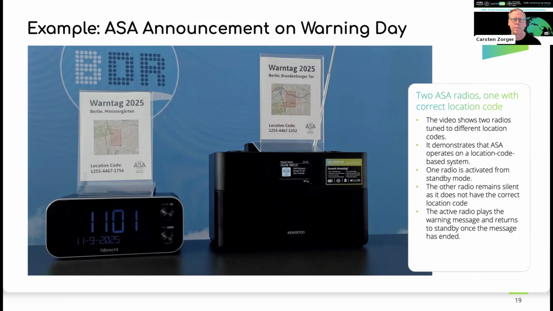Amtliche Gefahrendurchsage für Deutschland. In Deutschland findet heute der Warntag 2025 mit einer bundesweiten Probewarnung statt. Es besteht keine Gefahr für die Bevölkerung. Es besteht kein Handlungsbedarf. Berichten Sie über Ihre Erfahrungen gerne unter warntag-umfrage.de. Sie hörten eine amtliche Gefahrendurchsage vom Bundesamt für Bevölkerungsschutz und Katastrophenhilfe.